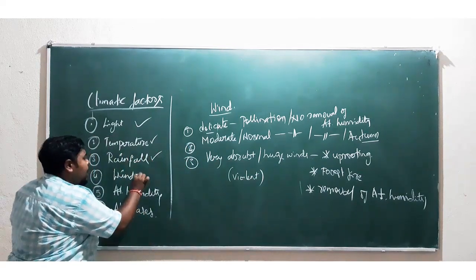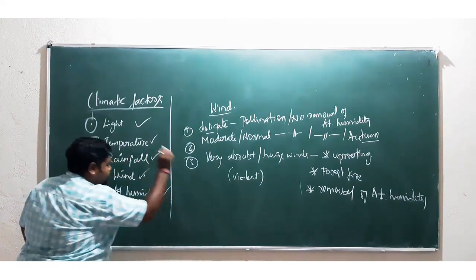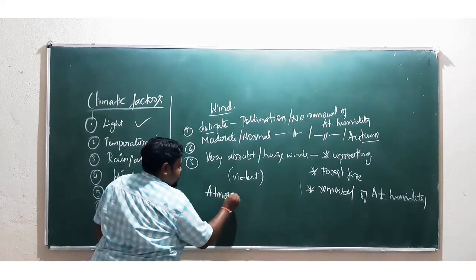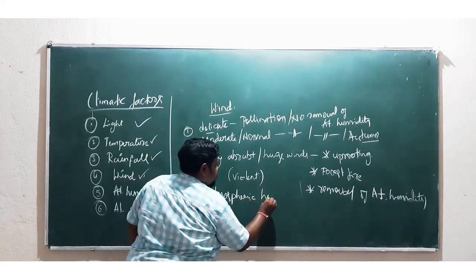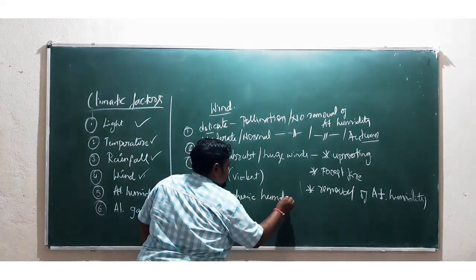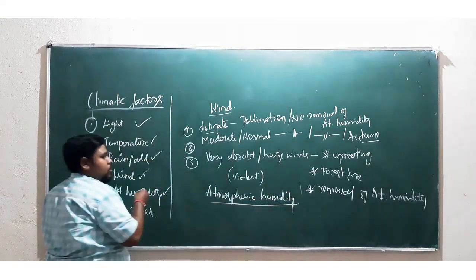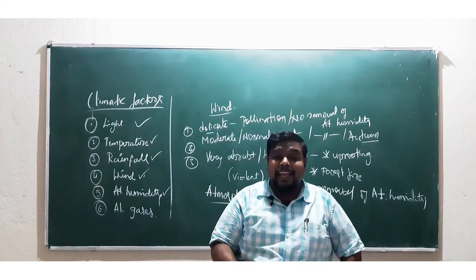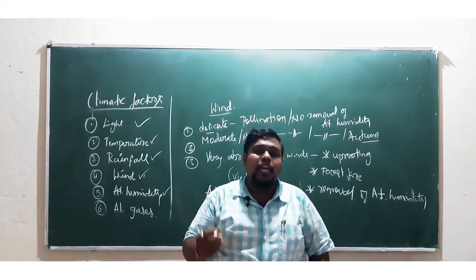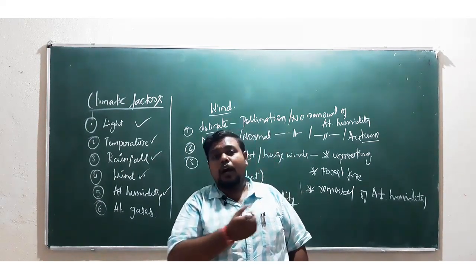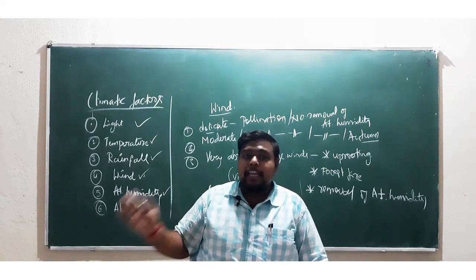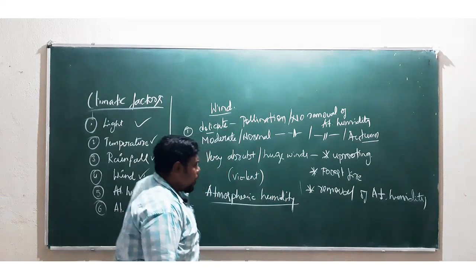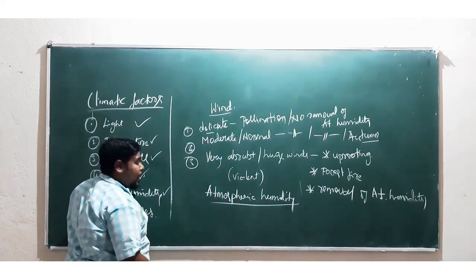And we will go to the next climatic factor, that is atmospheric humidity. So what do you mean by atmospheric humidity? The amount of moisture present in the air can be defined as atmospheric humidity, or the percentage of moisture found in the air in that particular area can be called atmospheric humidity. So how will this influence? This will influence in only two ways.